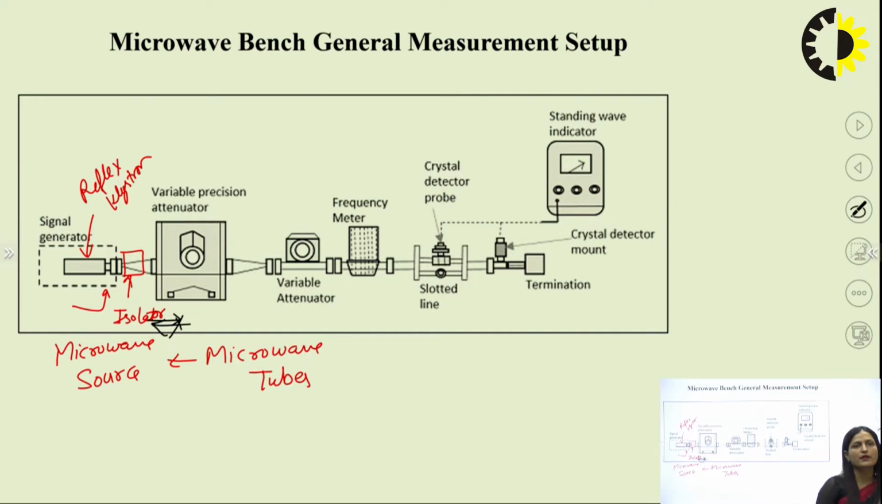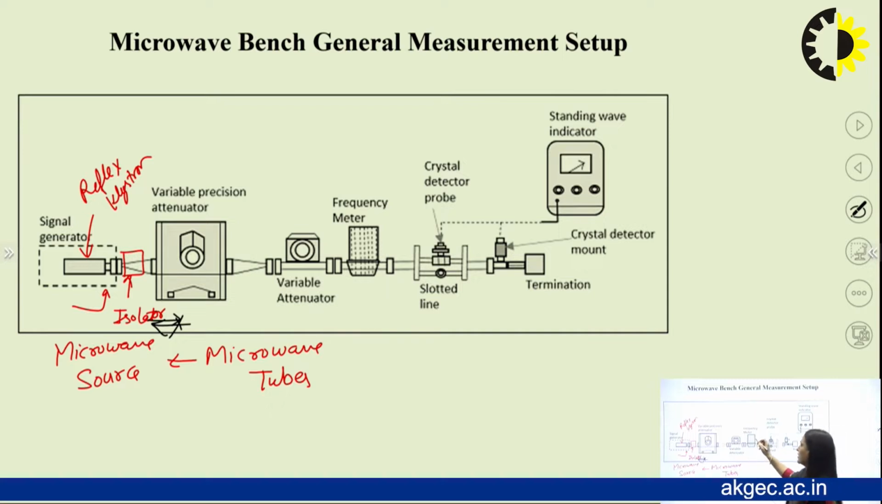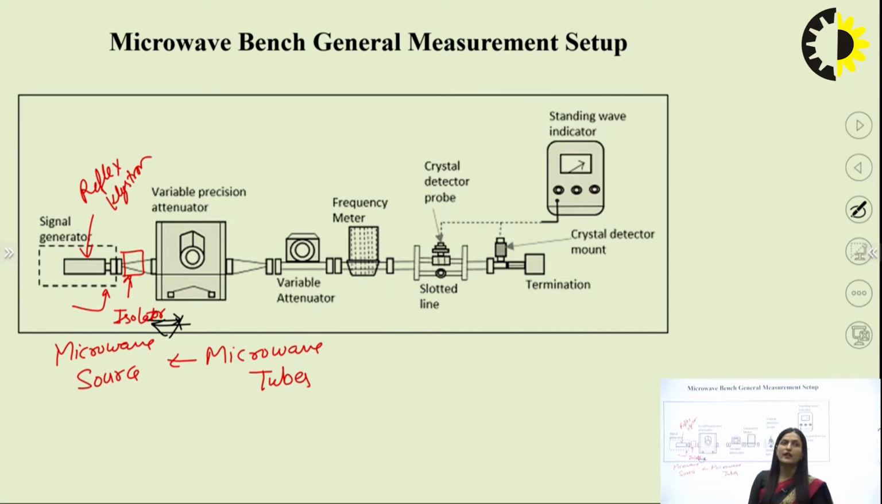The next component used in the microwave test bench is the frequency meter. Basically this frequency meter is used to find out the microwave signal frequency. What is the frequency of the signal moving towards this frequency meter? So we can find out from this meter what frequency is generated by the signal generator.